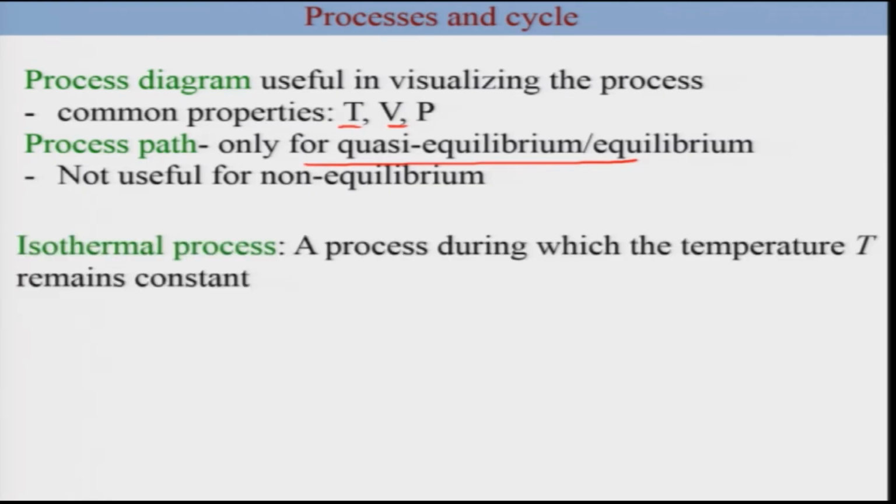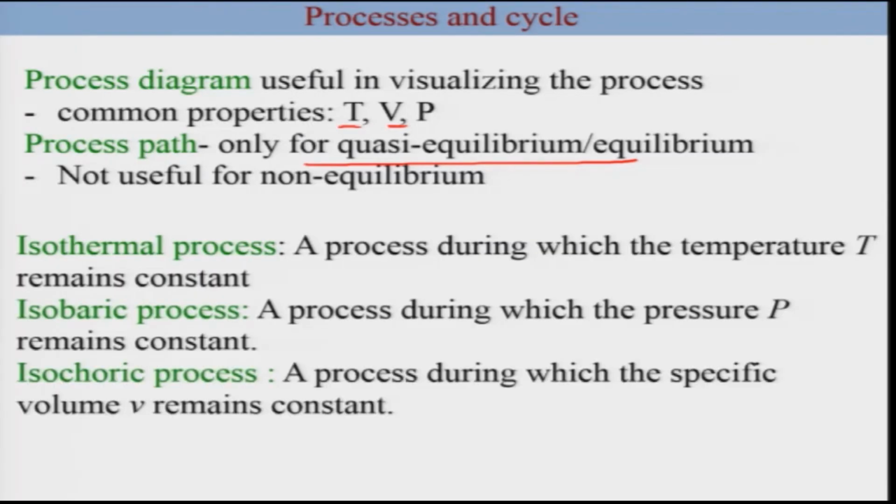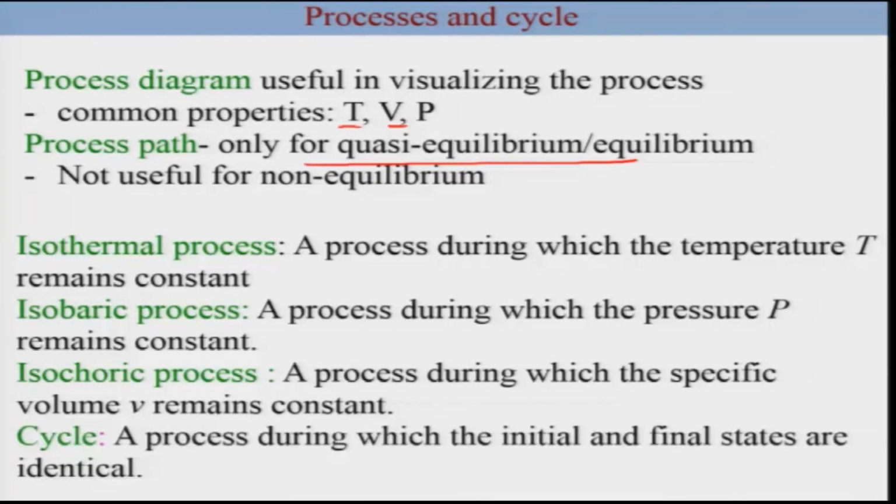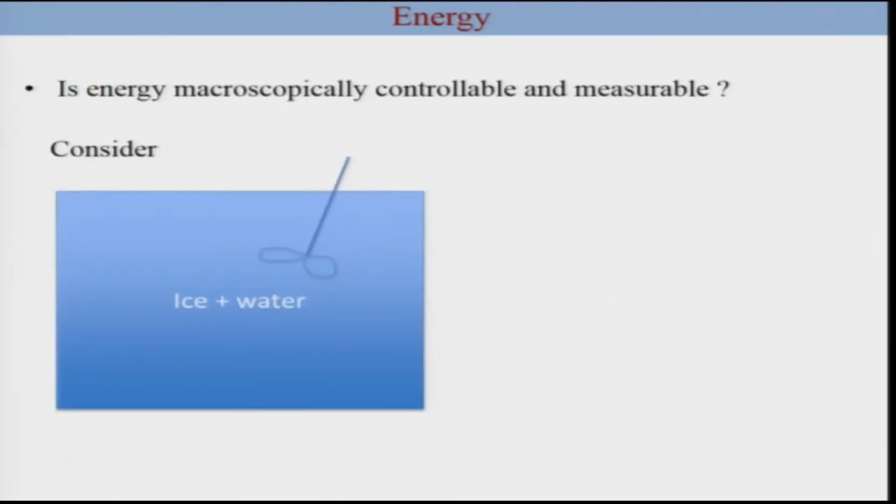Now, in addition to that, you can have many different processes where you can fix the temperature, pressure, or volume. These are isothermal, isobaric and isochoric, and you can also have a process during which the initial and final states are identical, such as a cyclic process. So, this was a very quick recap of the definitions which we already know, just so that the terms become easier for you to understand.